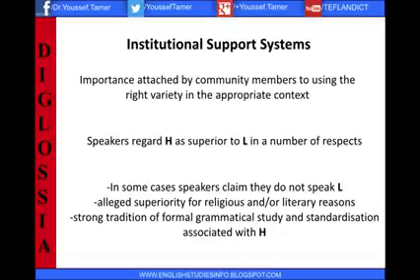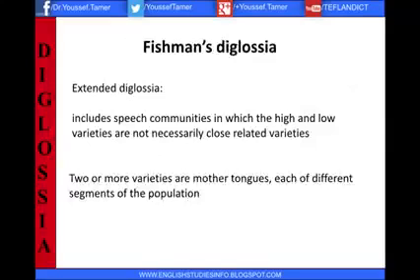Speakers regard the H, the high variety, as superior to the low variety in a number of respects. We have mentioned that, prestige, etc. In some cases, speakers claim they do not speak the low variety, at least superiority for religious and literary reasons. In religious contexts, that's because it's a formal context, so priority is given to the high variety. The same thing for literature and the literary products. It's much more significant, much more important if you do it in standard Arabic, because it will be more popular than if you do it in Moroccan Arabic. Strong tradition of formal grammatical study, and so we have mentioned that, grammar and standardization.